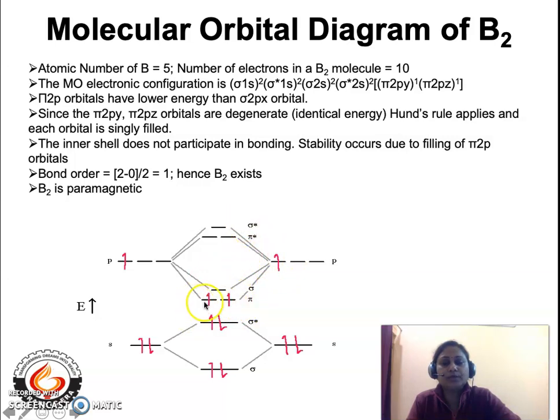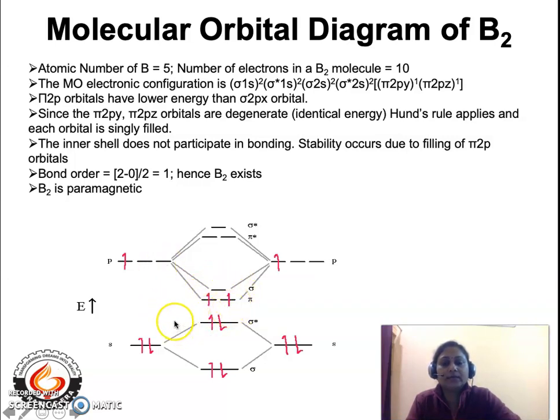That means the pi 2py and the pi 2pz have a lower energy level as compared to the sigma 2px, and the pi 2py and the pi 2pz molecular orbitals have similar energy. Now since there are two valence electrons, both electrons will each occupy the pi 2py and the pi 2pz molecular orbital. Here Hund's rule is applicable.